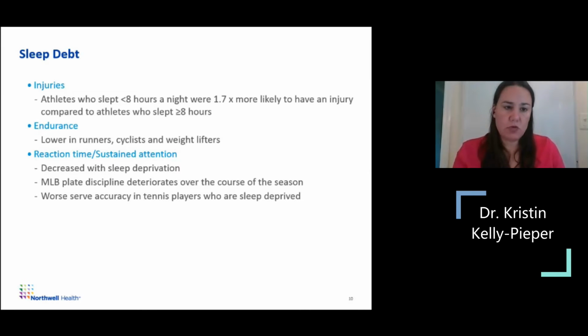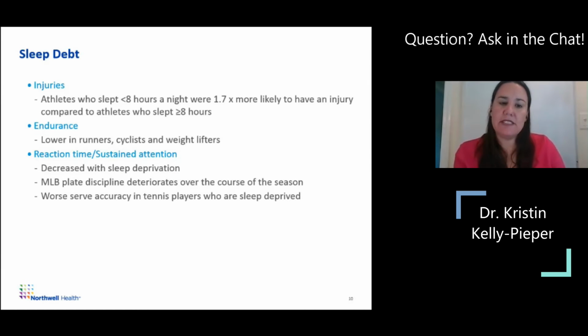Long endurance sports like running and cycling, those athletes were shown to have lower endurance with both acute and chronic sleep deprivation. And we see that there's effects on reaction time and sustained attention, and this is a problem with more sleep deprivation.